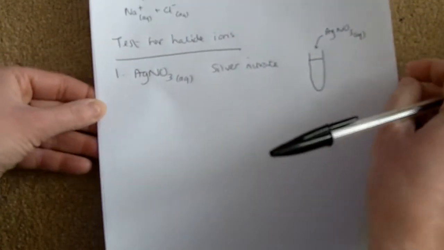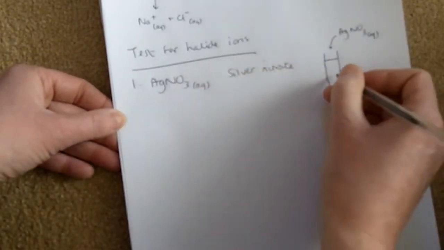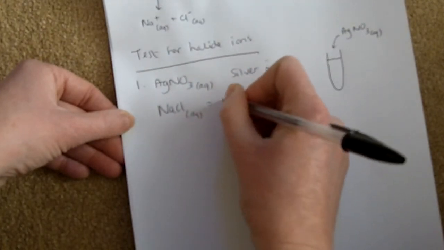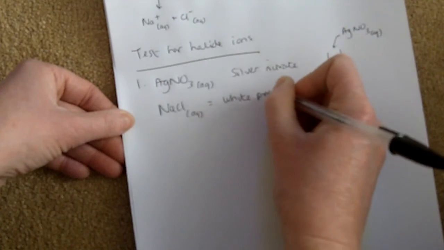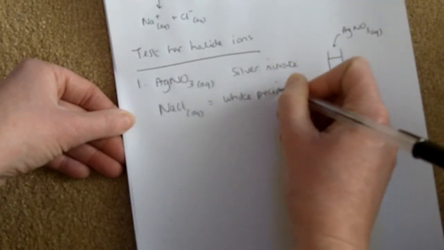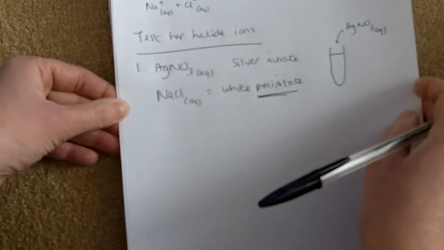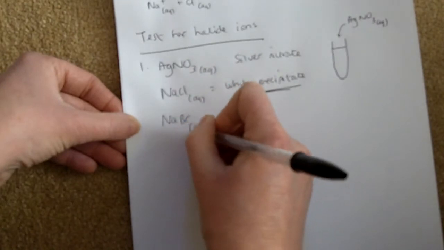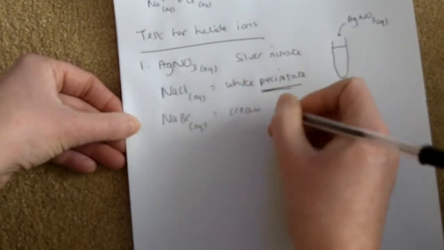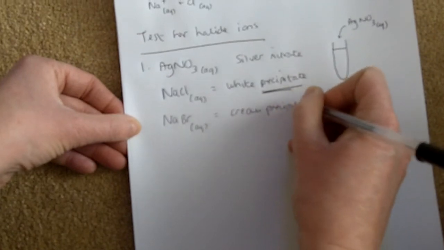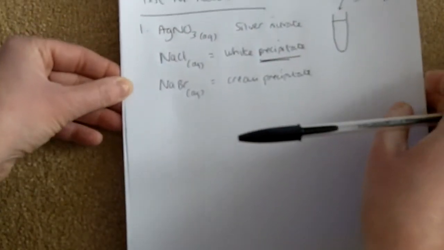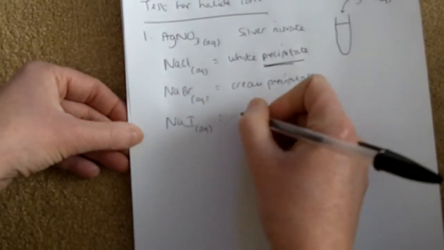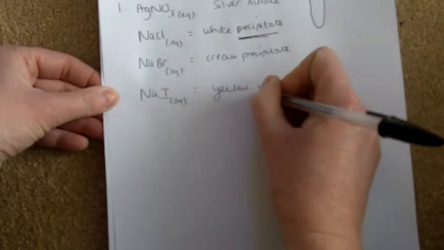So if there's sodium chloride in there, you'll get a white precipitate. Be careful with your spelling. And you'll know that is sodium chloride. If there is sodium bromide in there, you'll get a cream coloured precipitate, so it's like an off-white. And if there is sodium iodide, for example, or potassium iodide, you'll get a yellow precipitate.